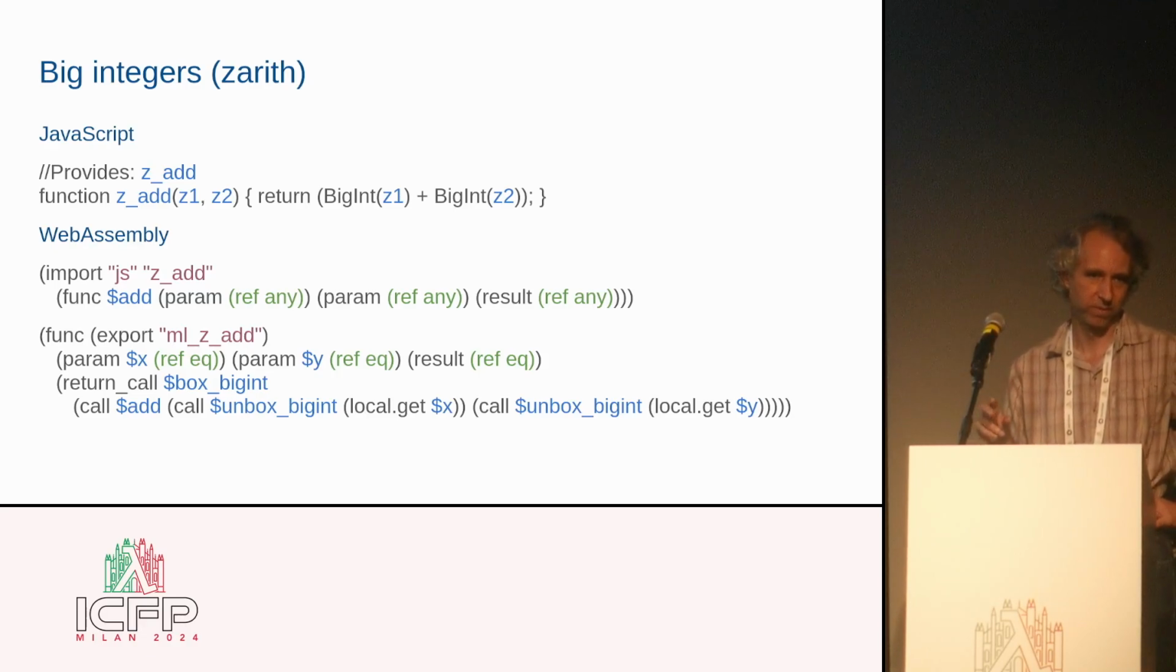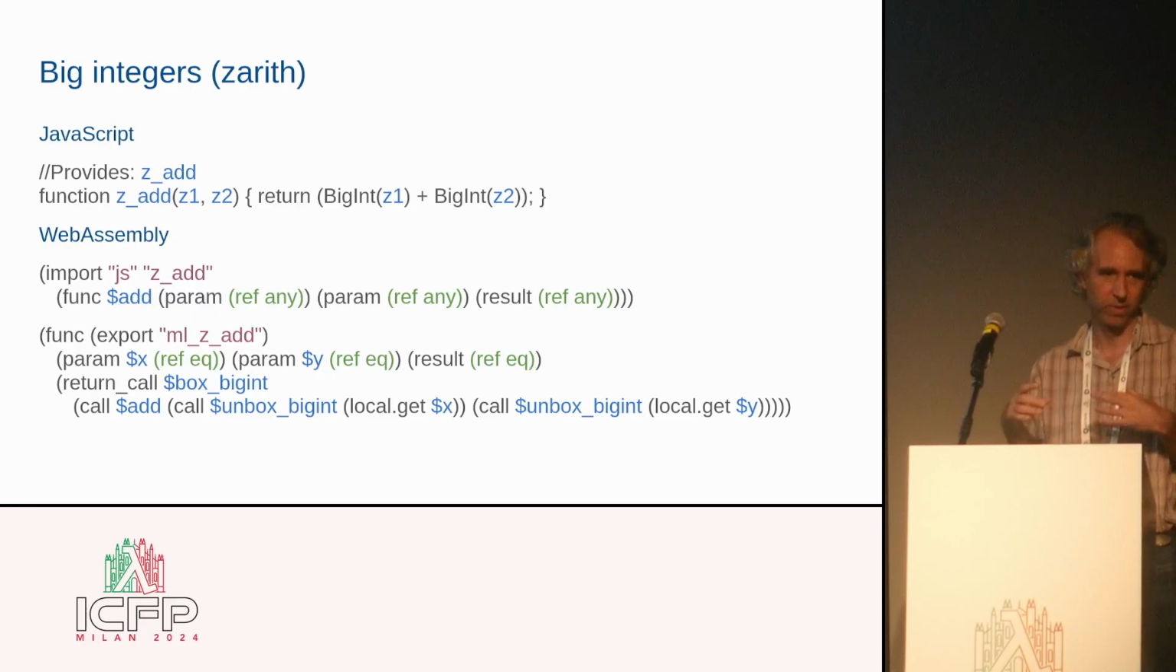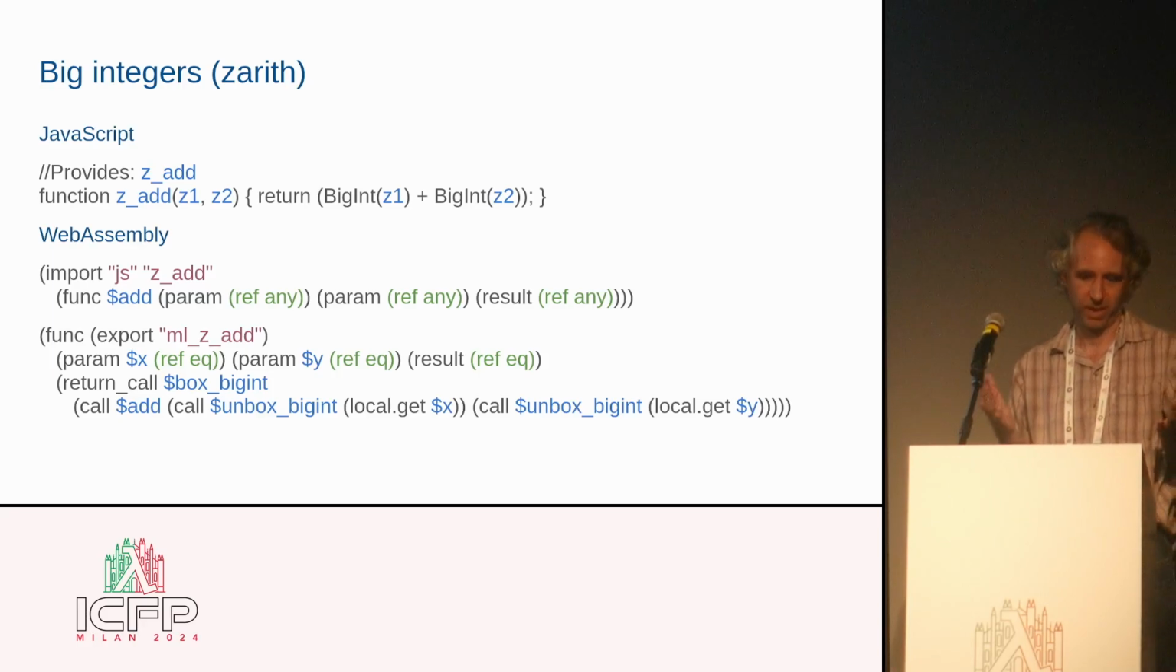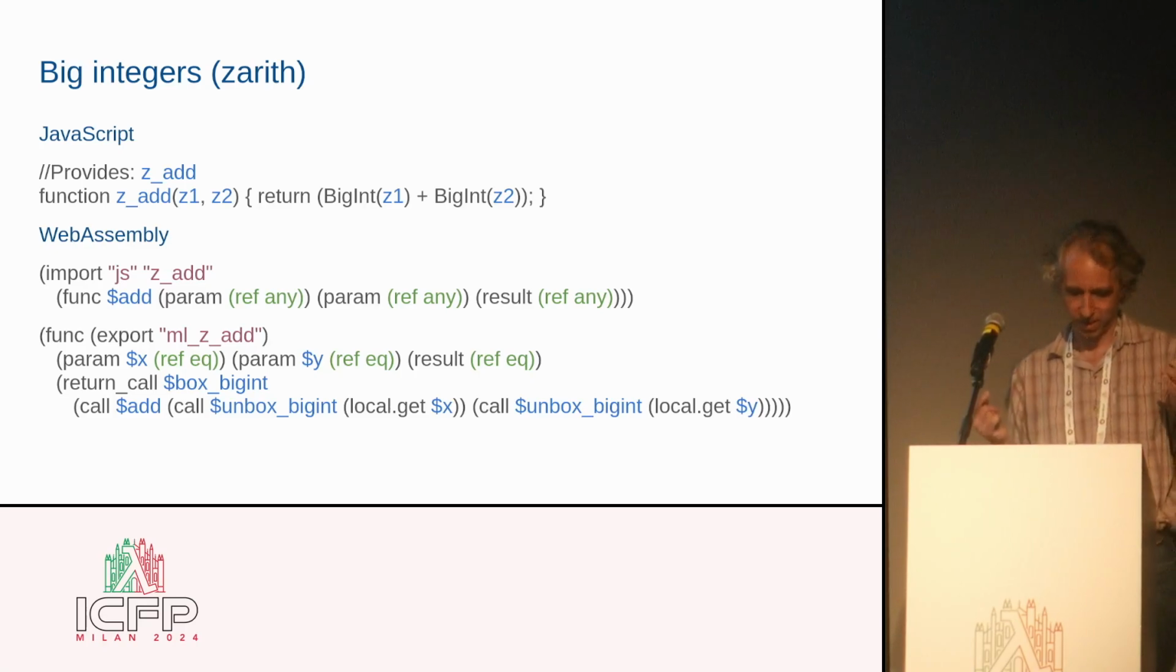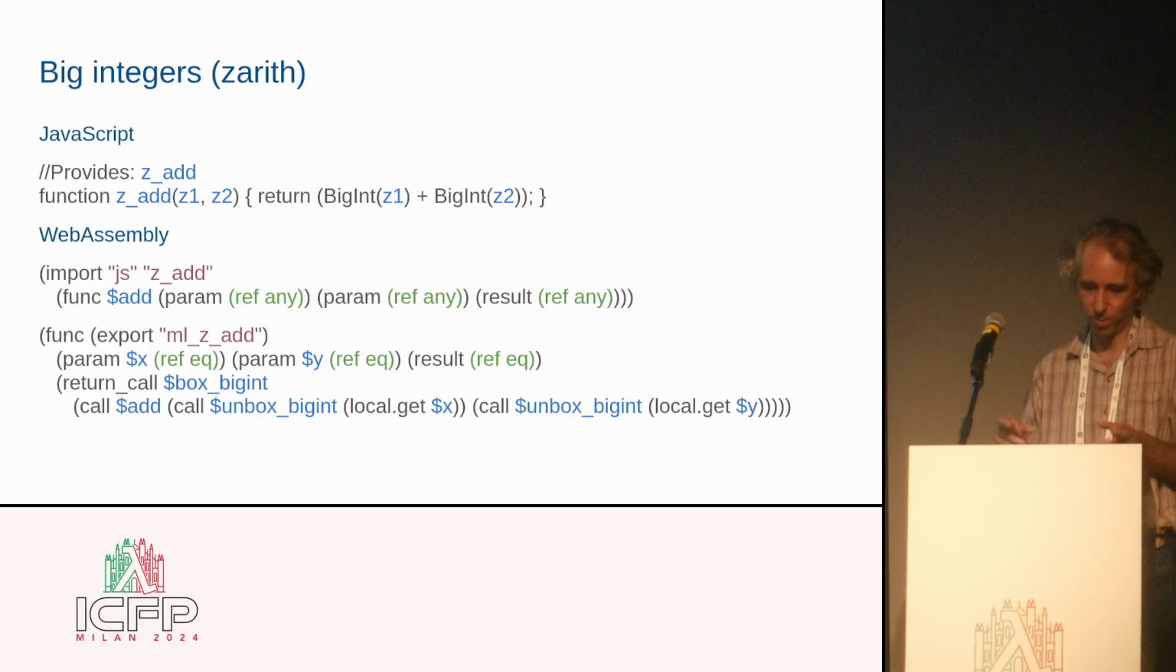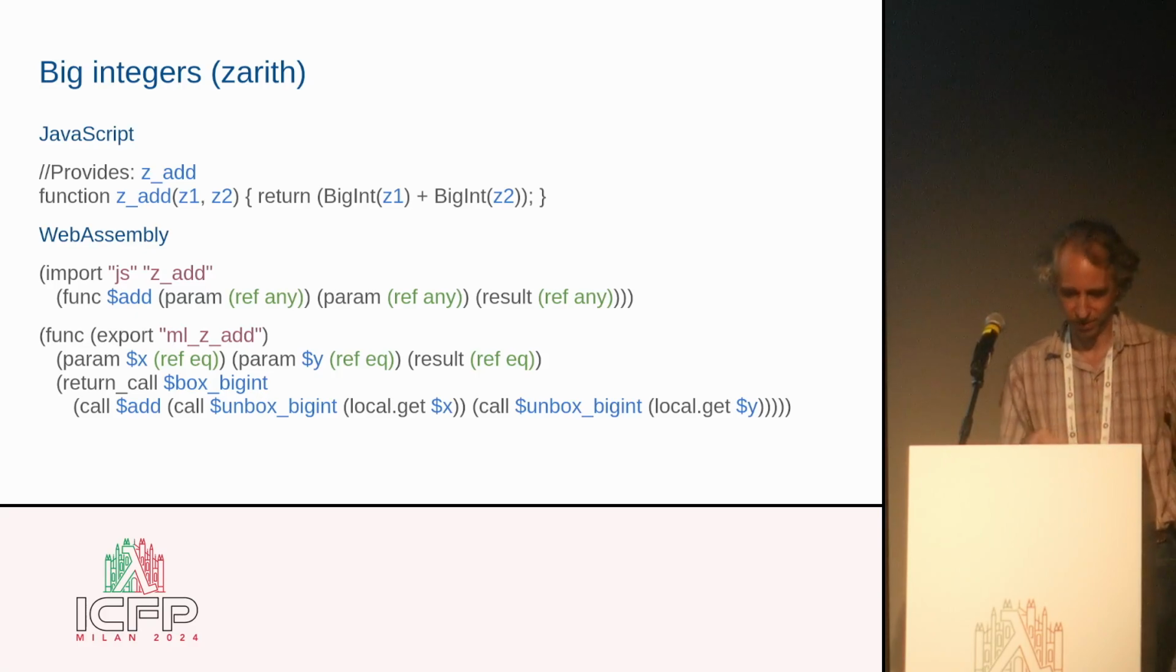Because the type of OCaml values is ref eq, and the type of JavaScript values is ref any, which is not a subtype of ref eq, I need to box the BigInt, and so the WebAssembly function just unboxes its arguments and boxes the result.